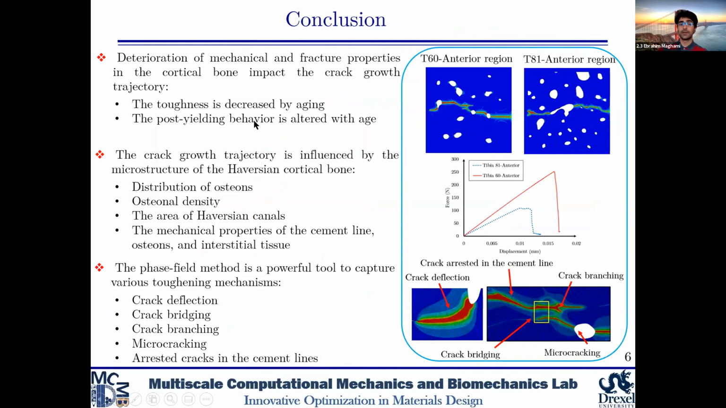In conclusion, we see that toughness decreases with age, and post-yielding behavior is highly dependent on age. These microstructural features, such as the distribution of osteons, osteon density, the area of Haversian canals, and the mechanical properties of the cement lines, osteons and interstitial bone, affect our crack growth trajectory. It is worth mentioning that the phase field method is a powerful method to capture various toughening mechanisms such as crack deflection, crack bridging, micro cracking, crack branching, and crack arrest in the cement line.